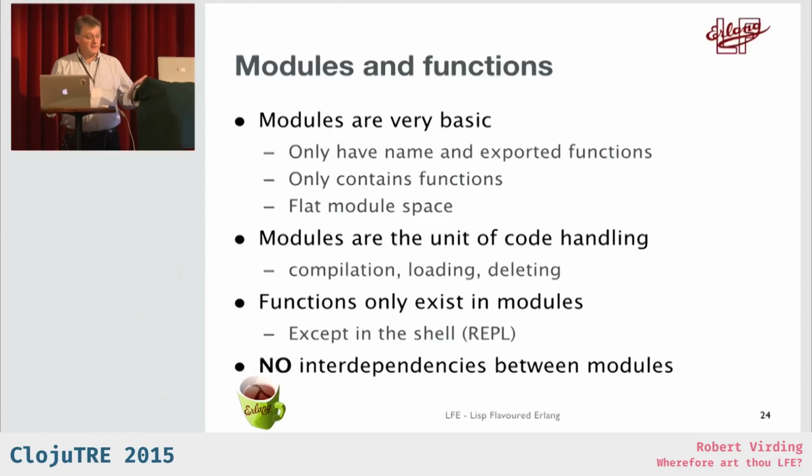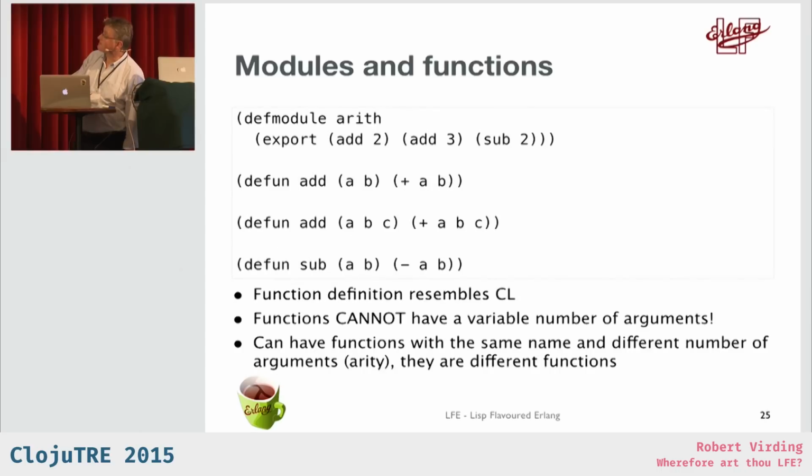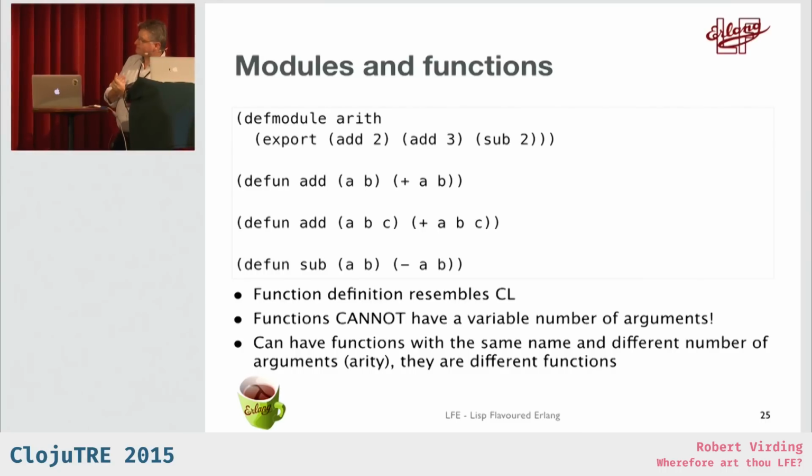This is just what the Erlang system provides. This is how it gets around the problem of being able to upgrade code while the system is running. So here's a simple little module called a ref, and I'm exporting the functions, and each function here has an arity, which is the number of arguments it has. Functions cannot have a variable number of arguments. You cannot do that. The function has a fixed number of arguments, and that's it, right?